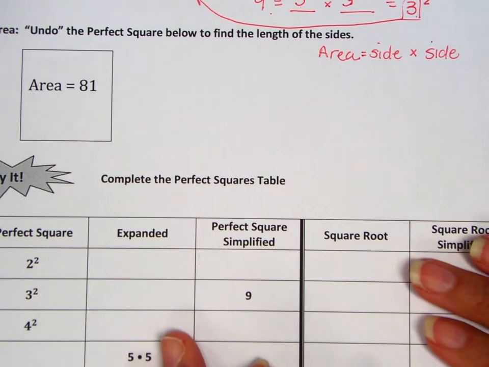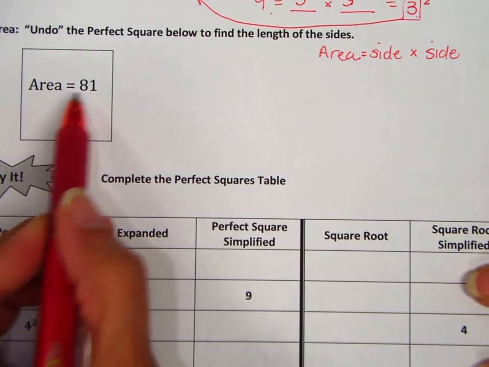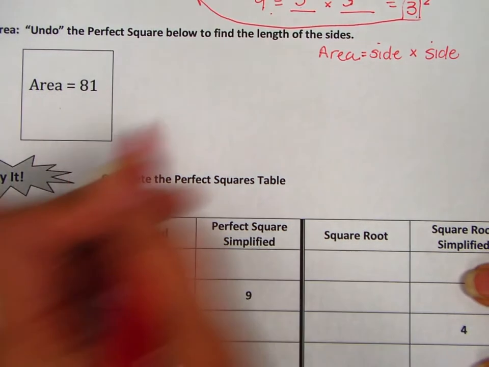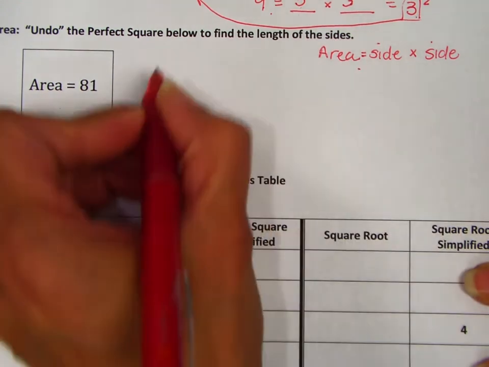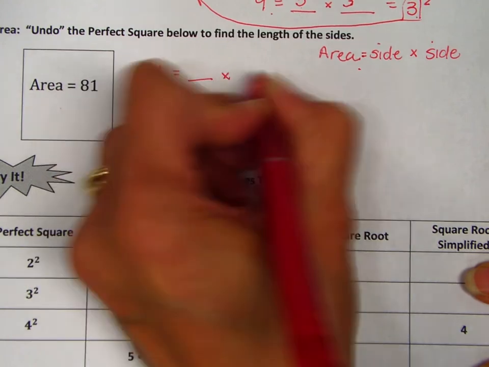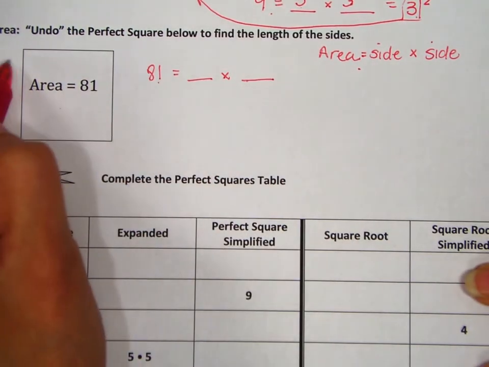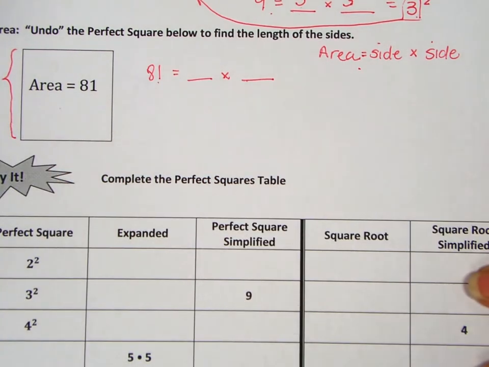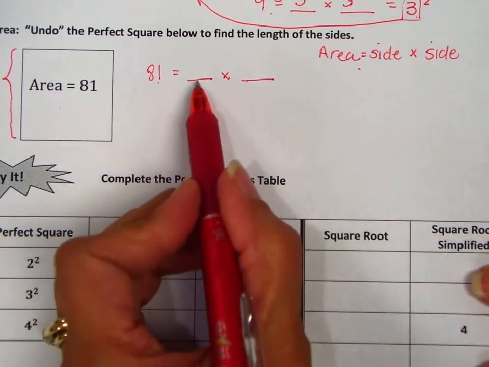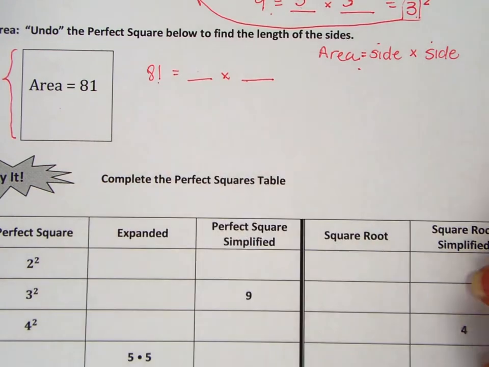So if I know the area of a square is side times side, I'm going to look at this square right here. And I have an area of 81. So what I'm trying to figure out is, if I have 81 for the area, what number times another number is going to give me 81? That'll tell me what one side is. That'll actually tell me all the sides, but on a square they're all the same. So what two factors that are the same can I multiply together to get 81?